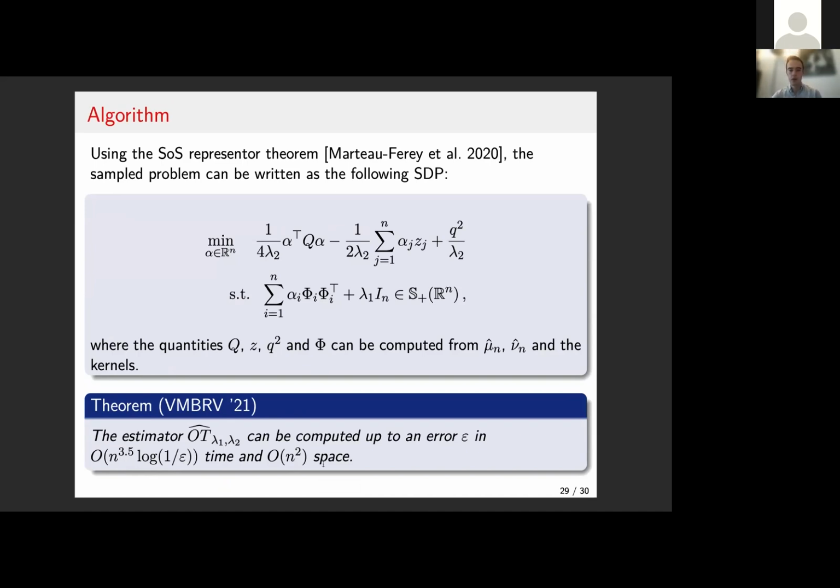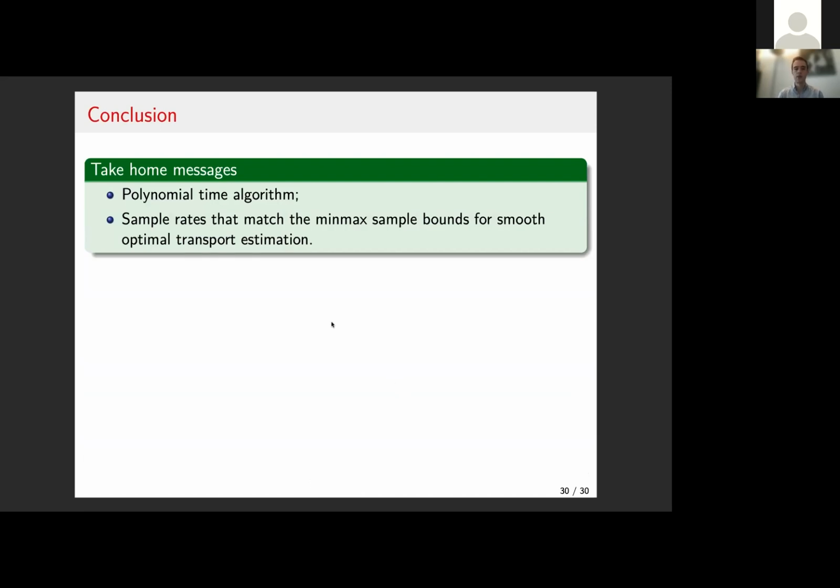Okay, so what we have are estimators that are nearly minimax, at least when it's sufficiently smooth, but that can be solved at polynomial rates. I'm not going to say polynomial time because we still have a constant that depends exponentially on the dimension, but we can solve it at polynomial rates and in reasonable space. So to wrap up, what we've shown in this talk, and in this paper, is that we can have algorithms with polynomial rates to estimate the optimal transport distance between smooth distributions, whose corresponding estimators match the minimax sample bounds when the smoothness increases.